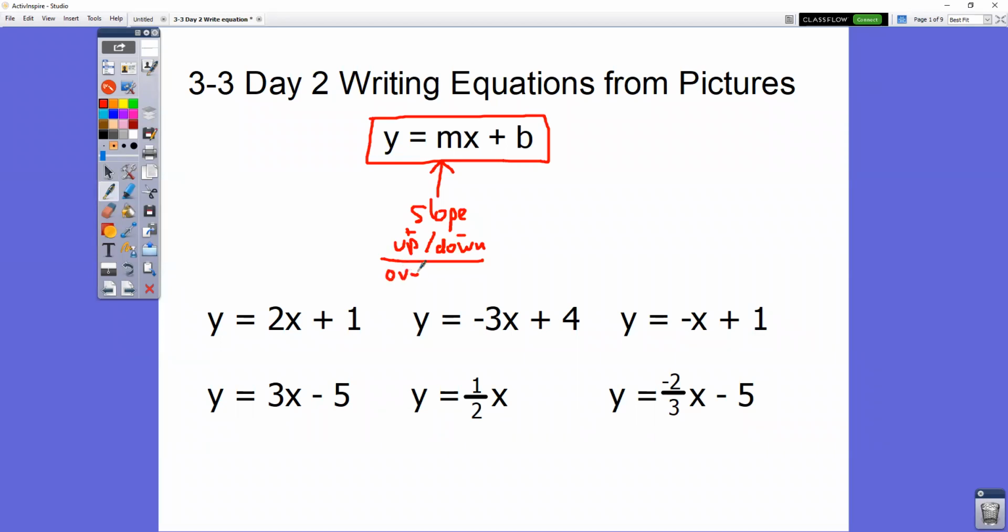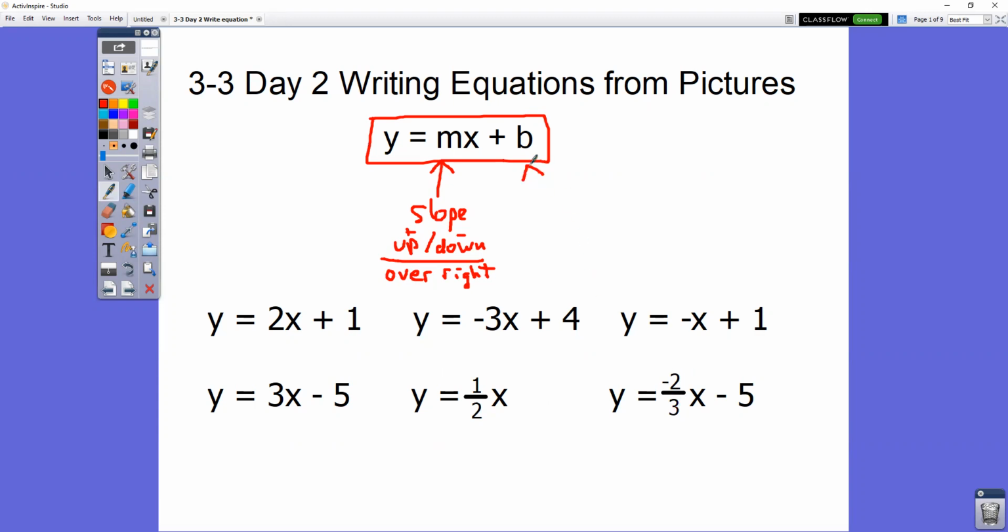And then the bottom number in your fraction, because slope is always written as a fraction, is how many you go over to the right. You never, ever, ever go over to the left. The top number is how many you go up or down. The bottom number in your fraction is how many you go over to the right. So if we take a look at this equation, this would be up 1 over 2. This would be down 2 over 3.